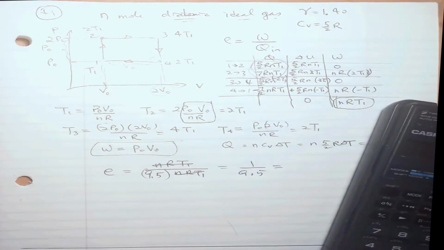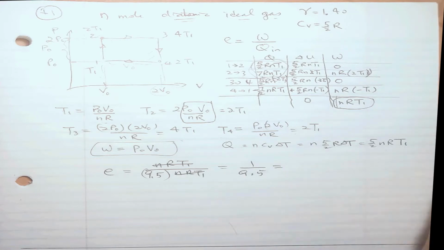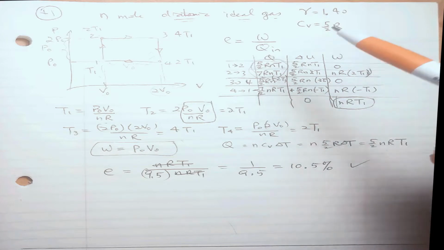Therefore, the efficiency is 10.5%. So in question 41, it is 10.5%, exactly right. Okay, so that's how you do it.